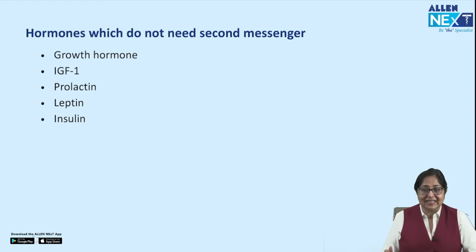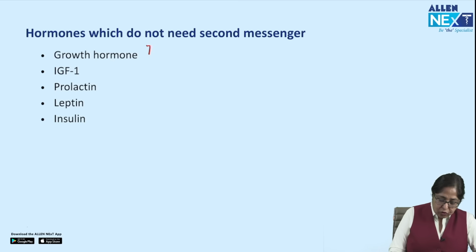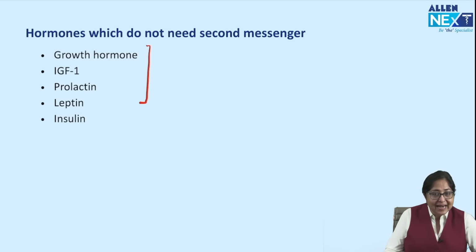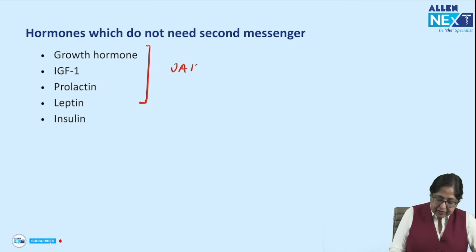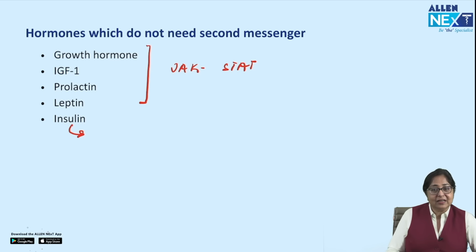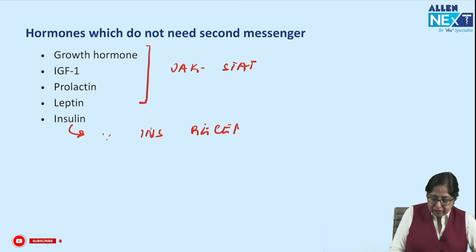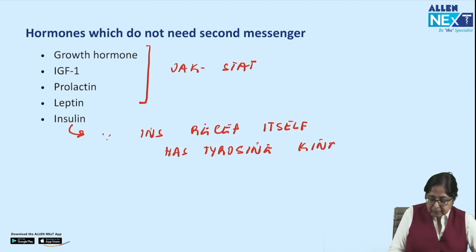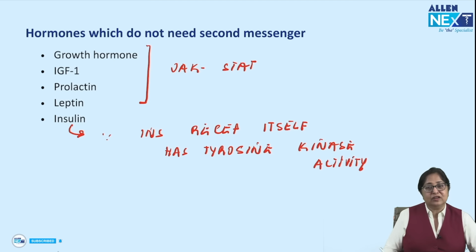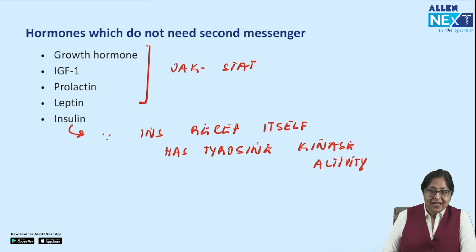Hormones which do not need second messengers are growth hormone, IGF-1, prolactin, and leptin. They act via the JAK-STAT pathway. Insulin also does not need a second messenger. This is because the insulin receptor itself has tyrosine kinase activity. So this is an important list that we must try and remember.